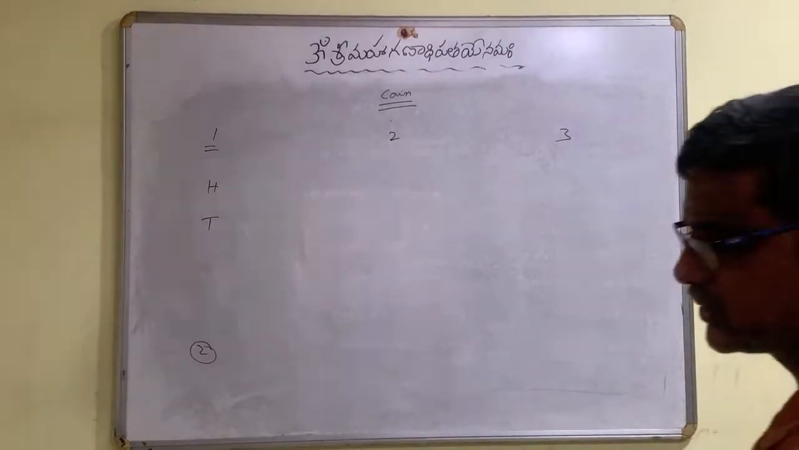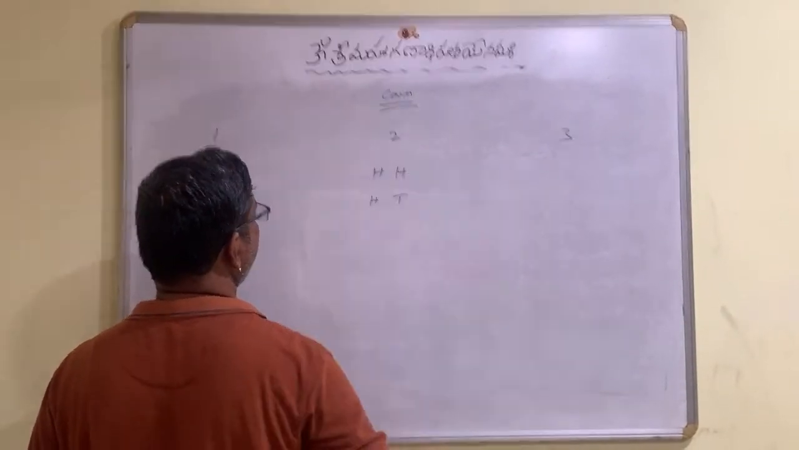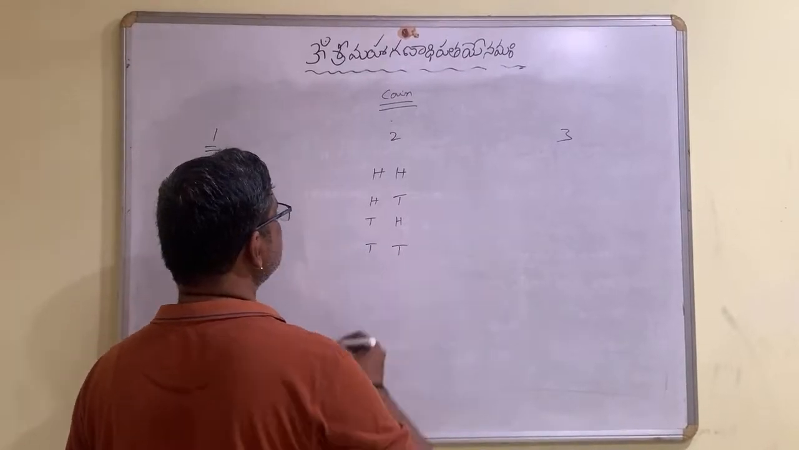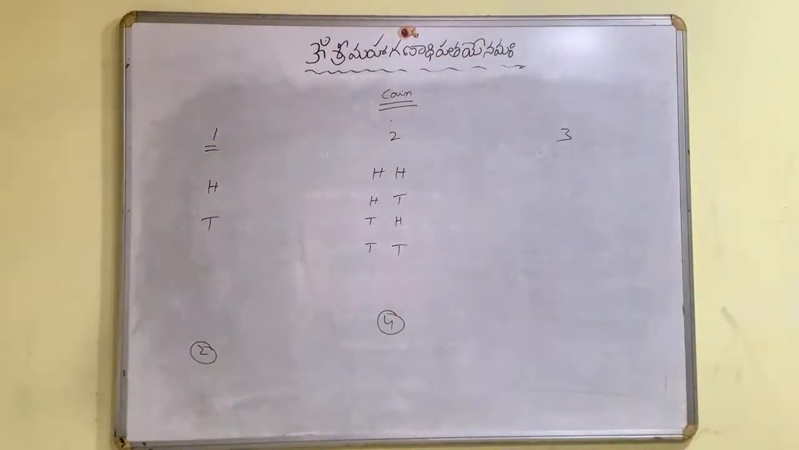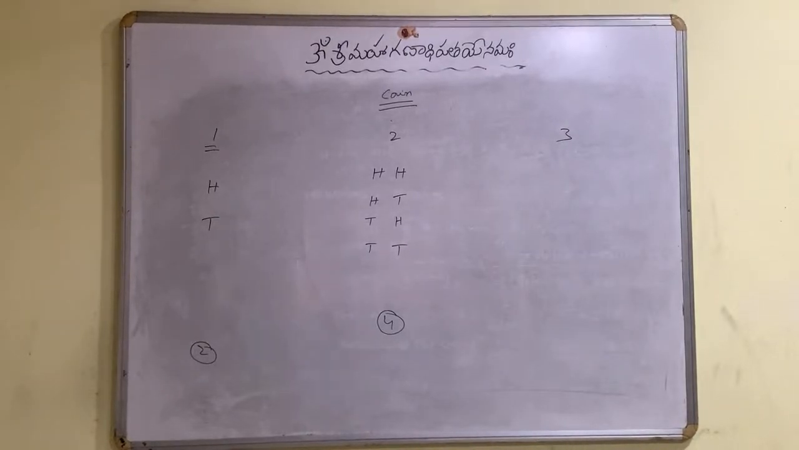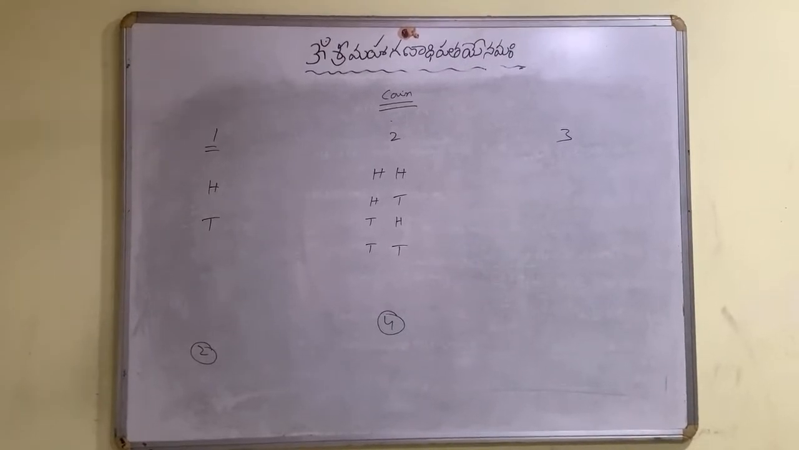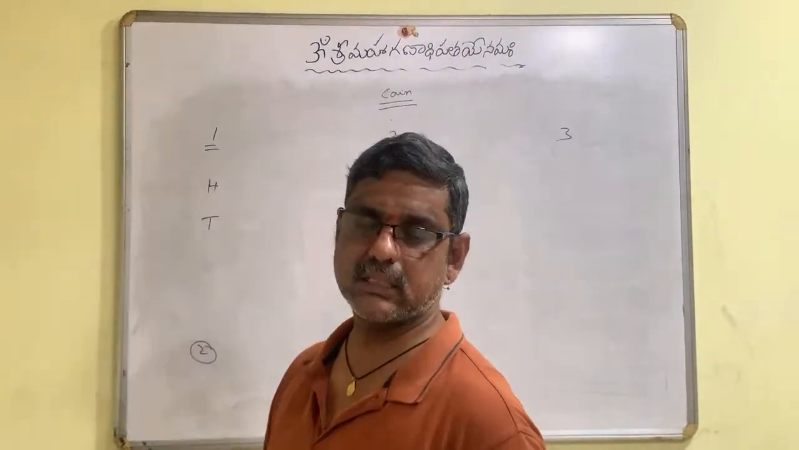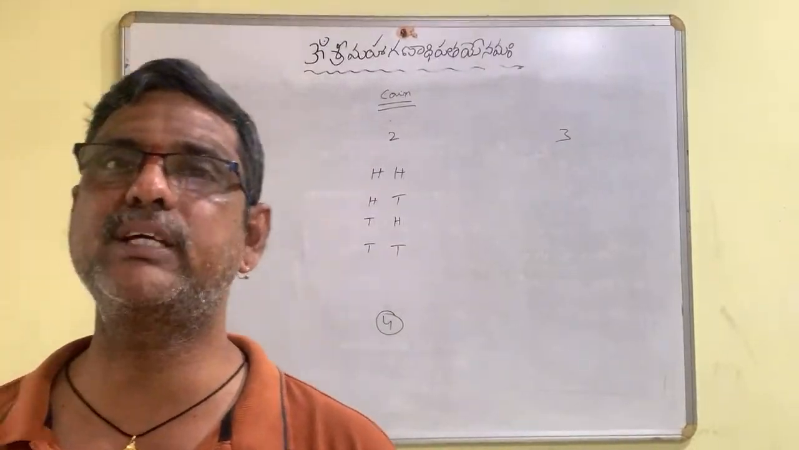Now, two coins: both heads, first one head second one tail, tail on first one and head on second one, and on both the coins tail, tail. Four possible outcomes. Remember, tossing two coins at a time is the same as tossing a coin two times. Number of possible outcomes is 4.